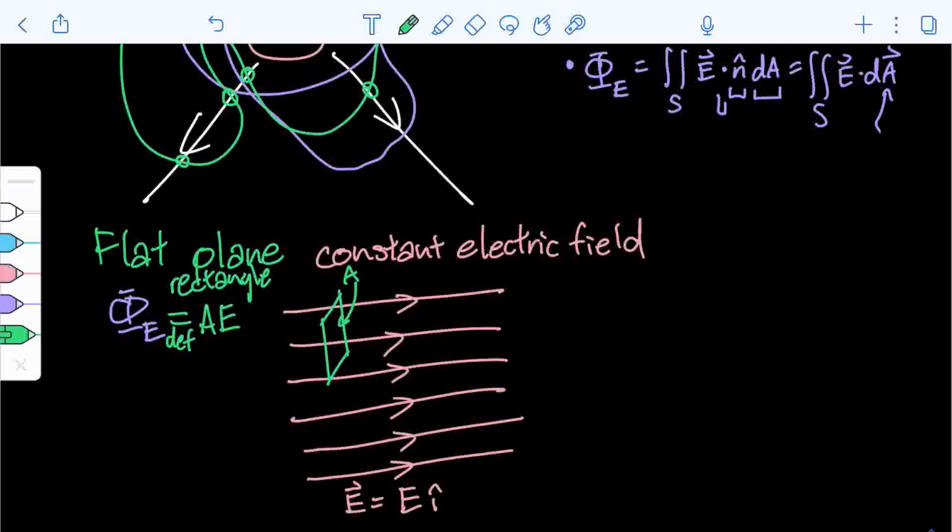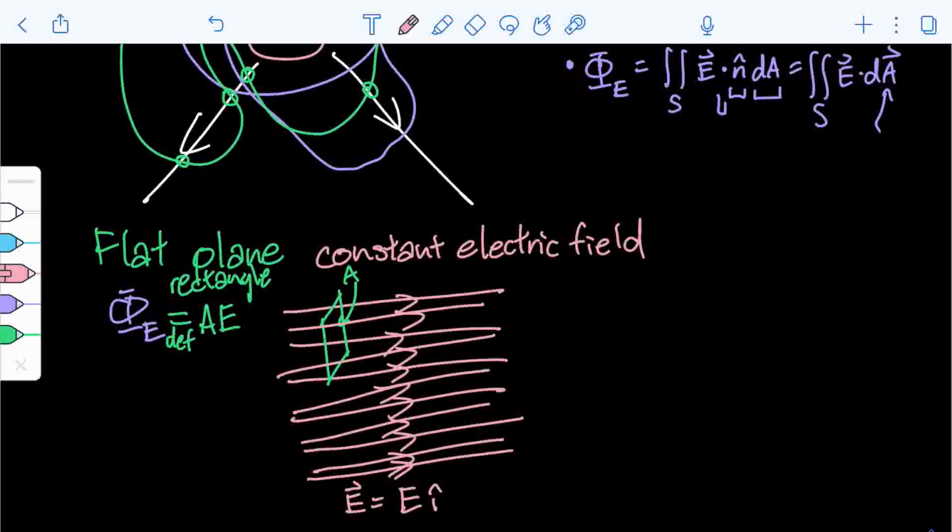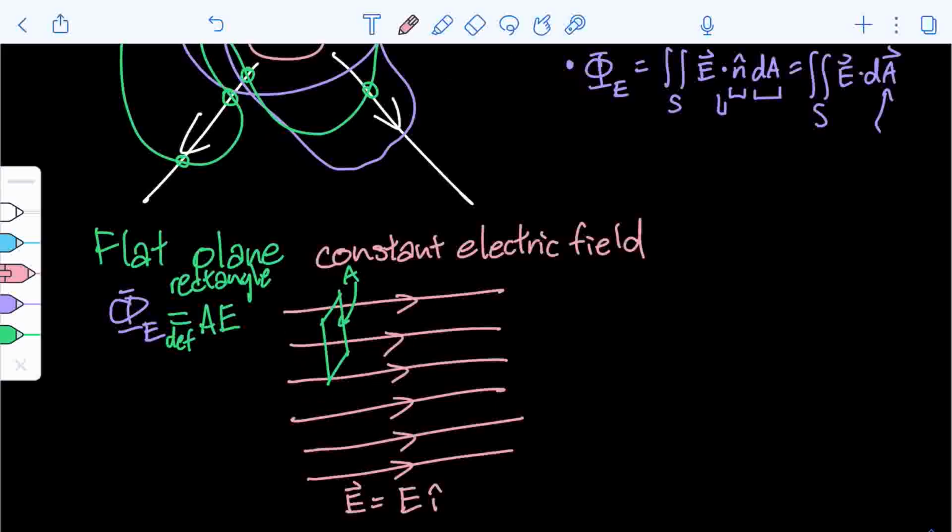And this kind of makes sense. If we double the electric field strength, then we have twice the amount of electric field lines going through the rectangle, so we should have twice the electric flux, and we do. Alternatively, if we double the area, we should get double the electric flux, because now there's twice as much area and twice as many lines still going through, and we can see that that's still true. So, that's great.